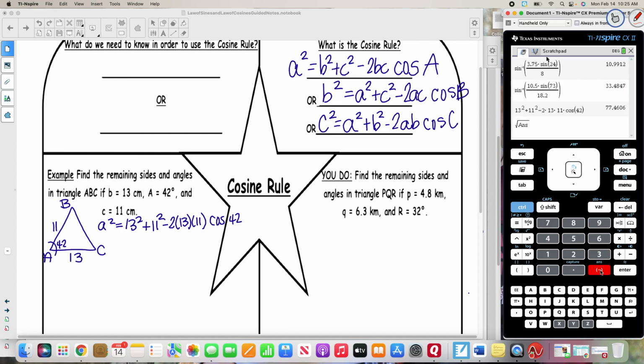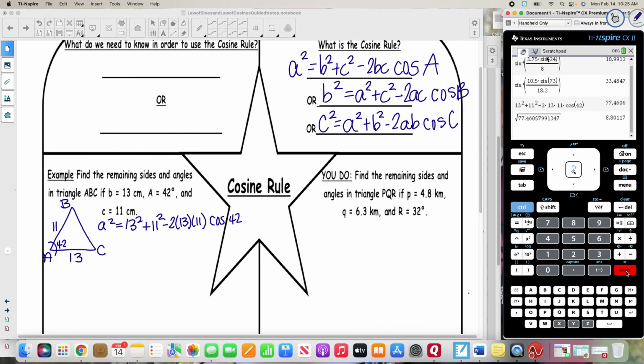I don't see answer. It's where the little negative is, under the 3. Do you see the 3? Yes. Do you see the negative button underneath it? Yes. Do you see ANS above that? And then we hit enter. We get 8.80. So little a equals 8.80.